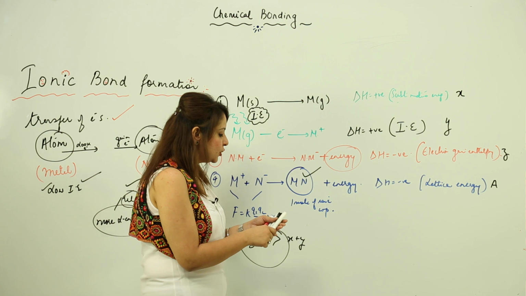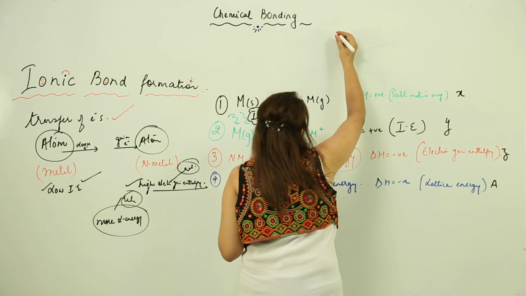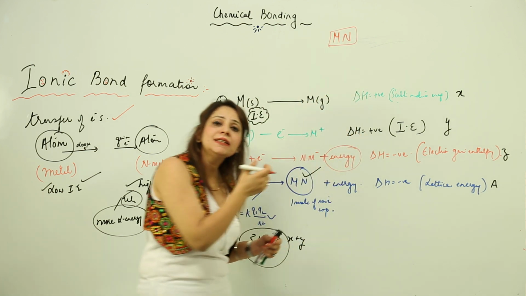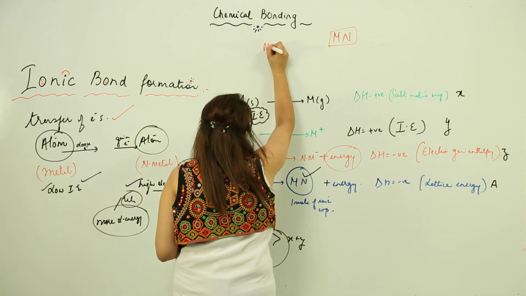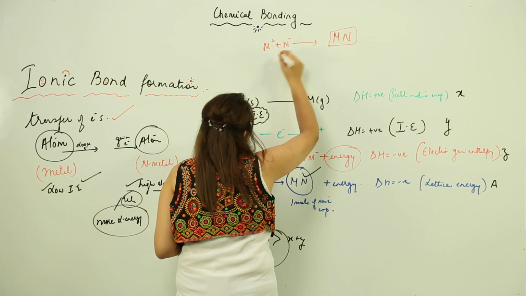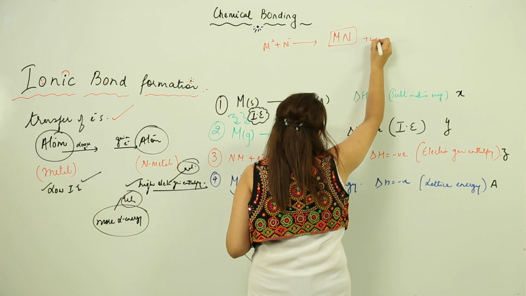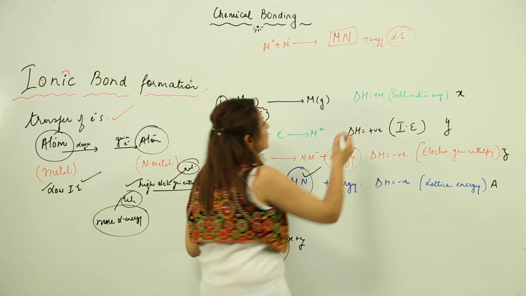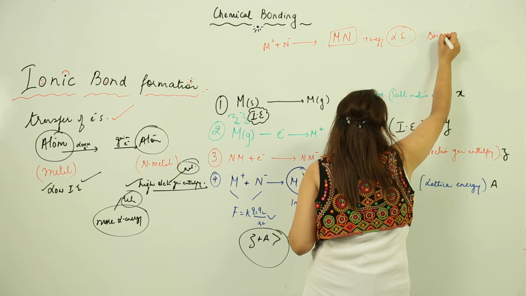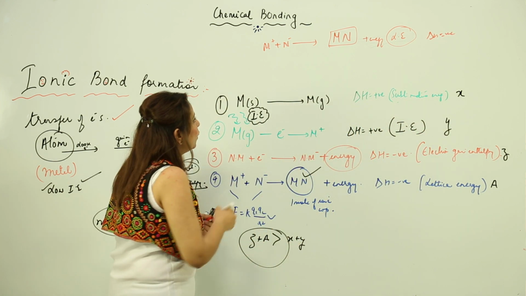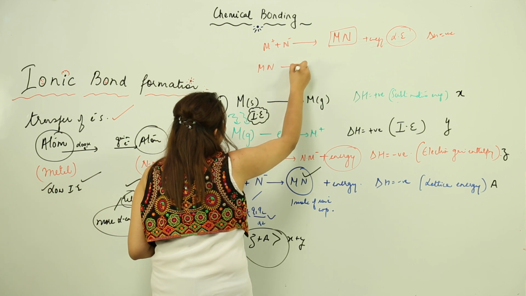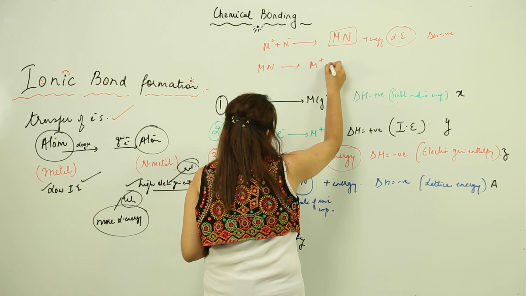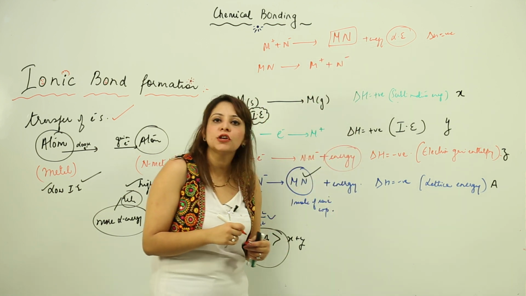Let me explain with one more example. Suppose I have this ionic compound. When this ionic compound is formed, energy is released, and this energy is nothing but lattice energy. So here the delta H is negative. Now I have this compound and I need to break it back into the gaseous ions, so I want it to be split again into the positive and negative ions.